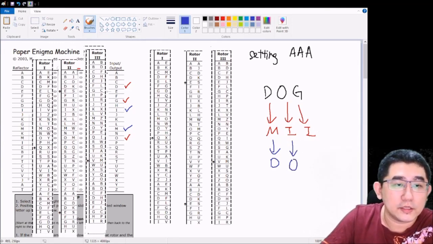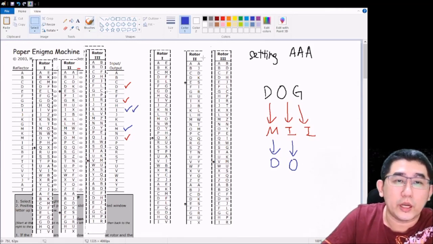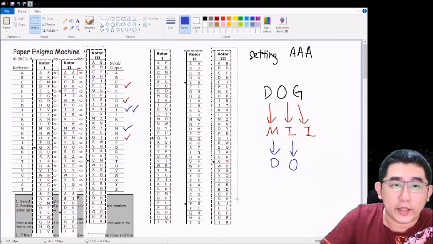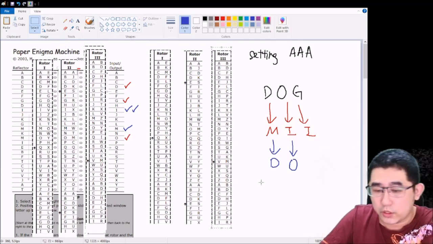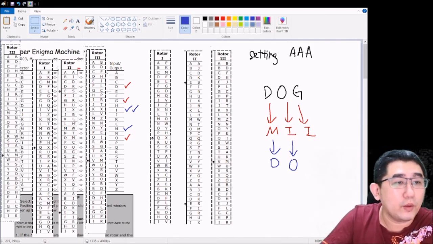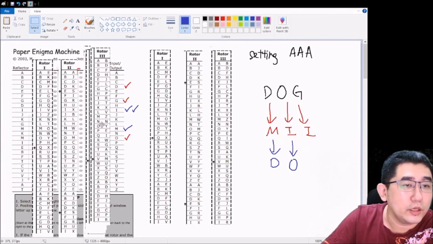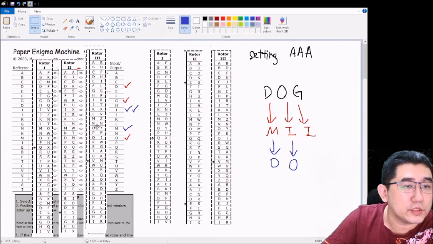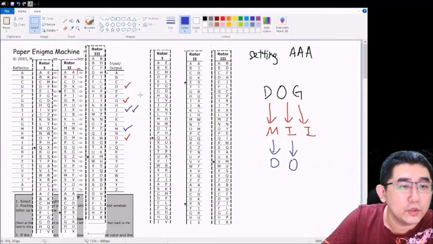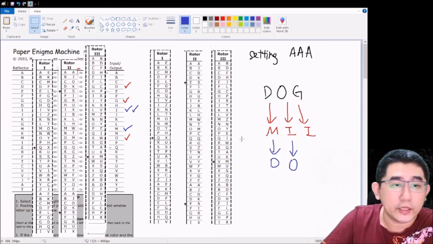Now the last I. Let's say I press the I again. What is going to happen to my rotor? Again, it will lift up by 1 unit. Initially you already have a position at C, so because I press the button, it goes up by 1 unit to D. Now I'm going to read the I again.